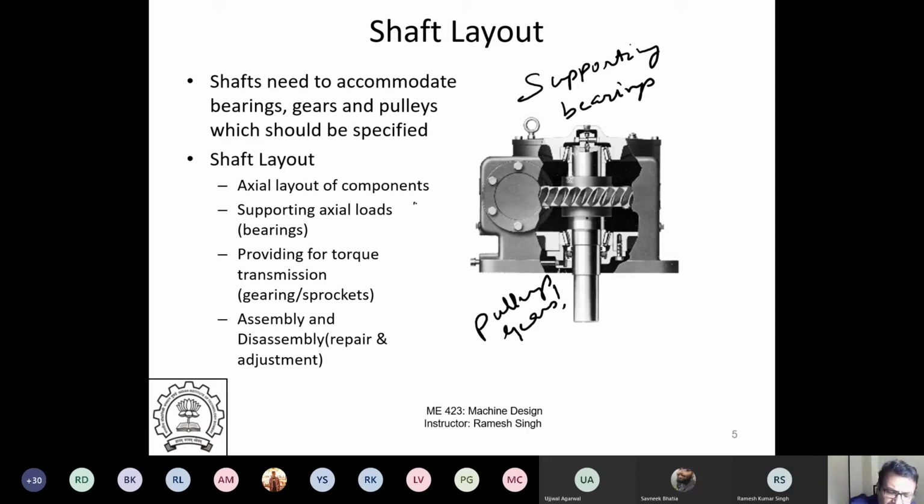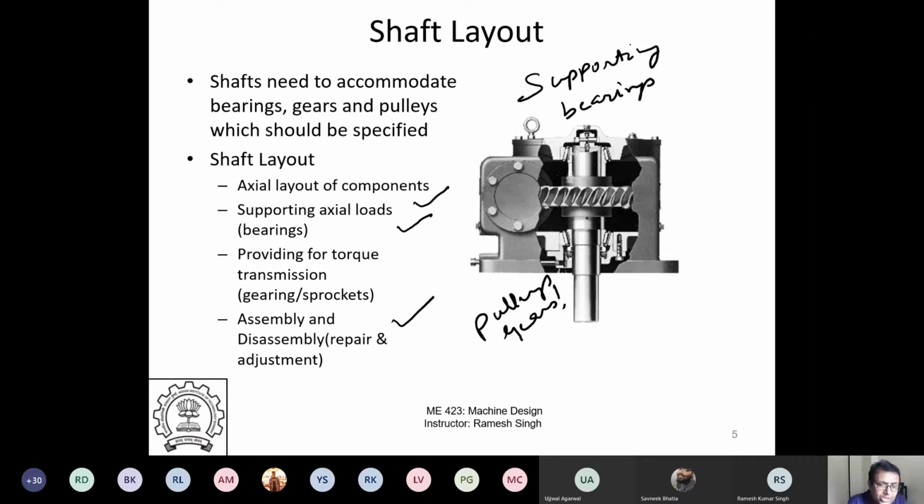So you can have axial layout, support the axial load. You need bearings, you need gears and sprockets for transmission. And then you also need to think about assembly, disassembly. So when I design something, I have to take it out for repair, for maintenance. So the whole thing should be laid out in such a fashion that it is easy to take it apart also, right? So these are some of the things when you design a shaft, you have to think about those layouts, right? If you are in your project, if you are doing something where there's power transmission involved, the entire thing needs to be thought about.